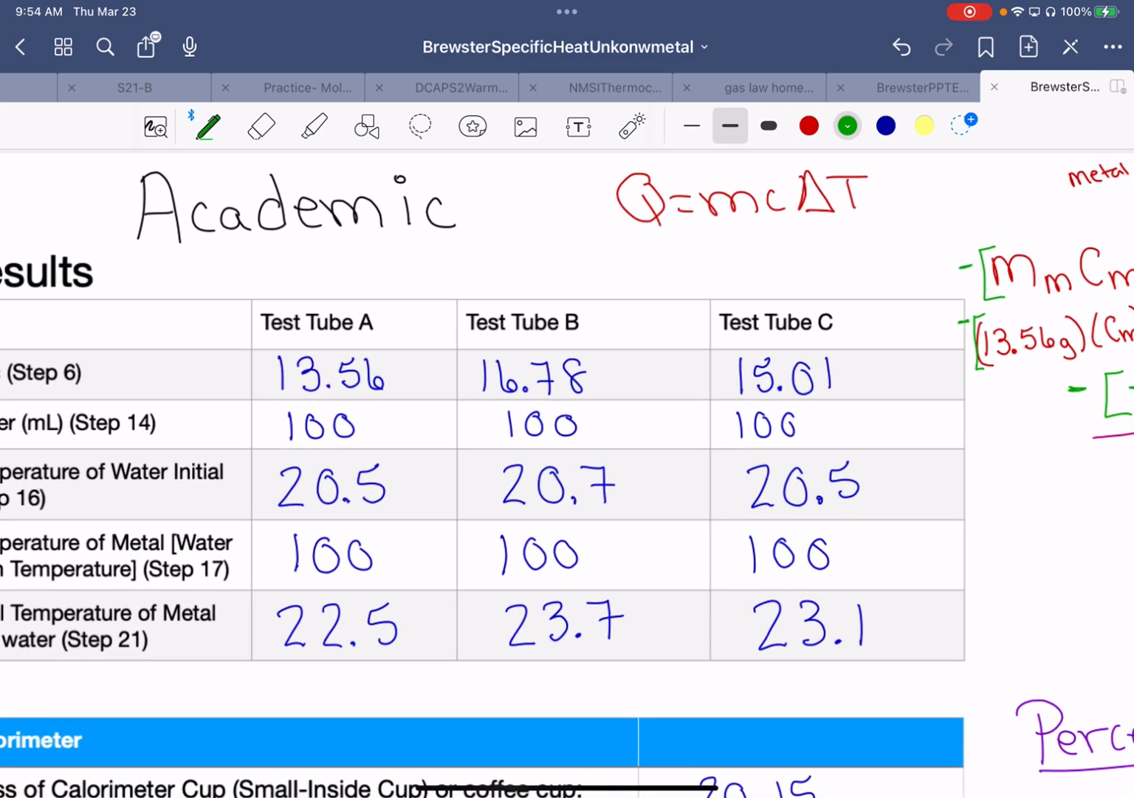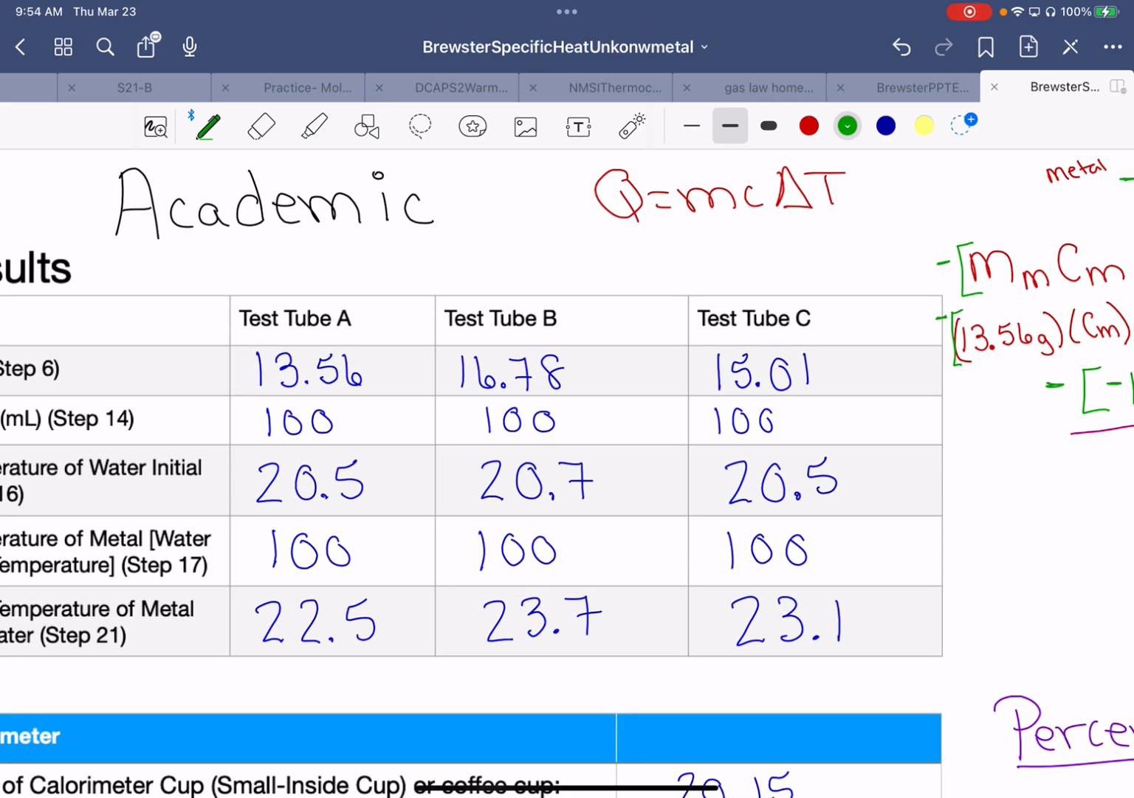All right, so this is for the academic students. This is how you will do your calculations. We're going to use a formula called Q equals MC delta T, and Q is referring to our energy. M is our mass, and it'll be in grams. C is a specific heat. This is a constant, and its units would be joules per gram degrees Celsius. I forgot to tell you that energy will be measured in joules.